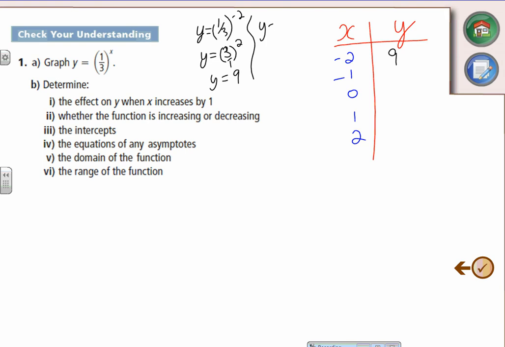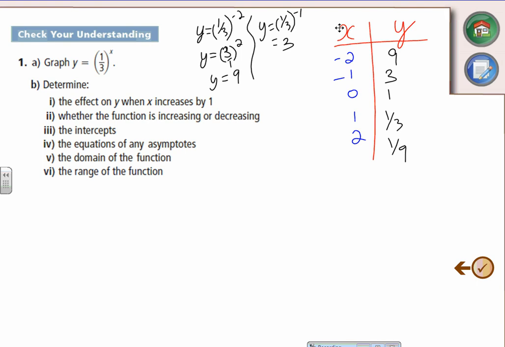Do the same thing with -1. Y equals 1/3 to the -1, which means take the reciprocal of the base. That's 3. Then anything to the 0 we know is 1. 1/3 to the 1 is 1/3. 1/3 to the 2, that's what I meant to say, is 1/9. And we will graph those up.